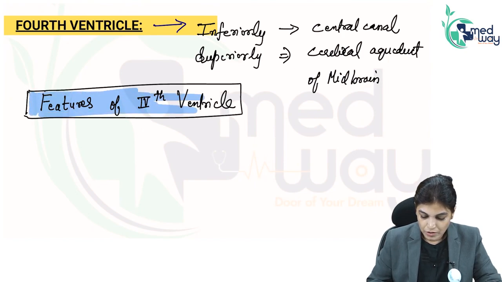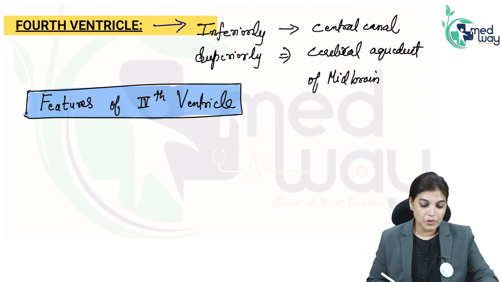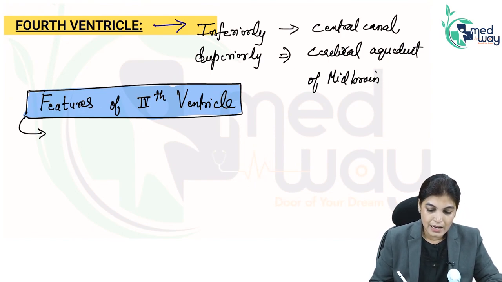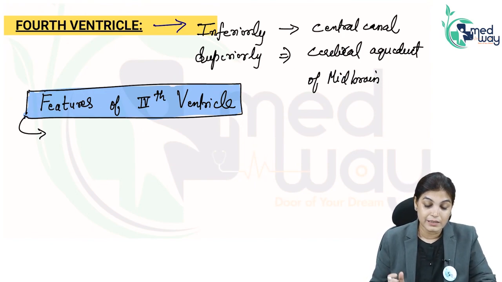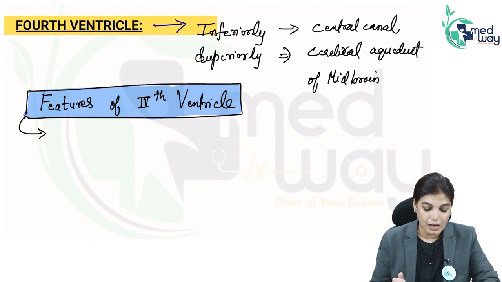So let's talk about the features of the fourth ventricle. It has a number of important features and recesses. We have to talk about the angles, the recesses, the boundaries, the roof, and the floor.